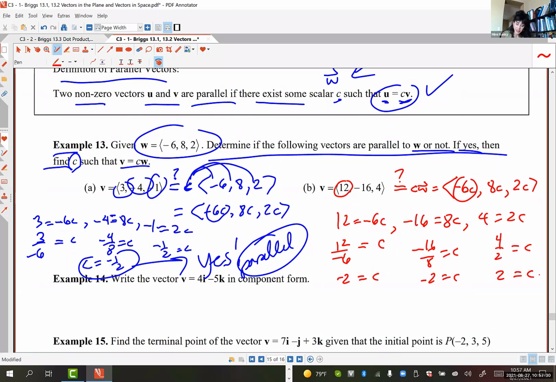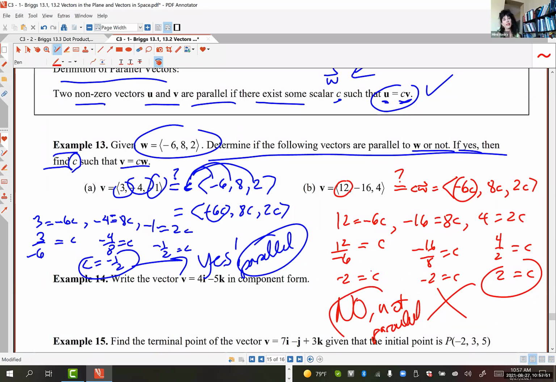Do all of these C's look like they are equivalent? No. One of them is positive and the other 2 are negative. So no, not parallel. Because if even one of them is not equivalent, you're done. You don't have parallel vectors. It's not a bad thing. It's good to know if they're parallel or not. These 2 aren't. Okay, we're done talking about parallel for now.